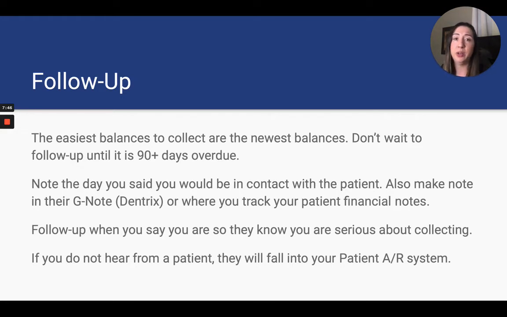And then again, just follow up when you say that you are, so they know that you're serious about collecting. And if you don't hear from the patient, that's when they are going to fall into that patient AR protocol. This is what we're going to be going over in the next lesson. This is for your balances that have now aged 60 days and over. So there's a whole different protocol with letters and phone calls when we get into that. But we're doing this here, hoping that we don't have patients go to the overdue patient AR system.